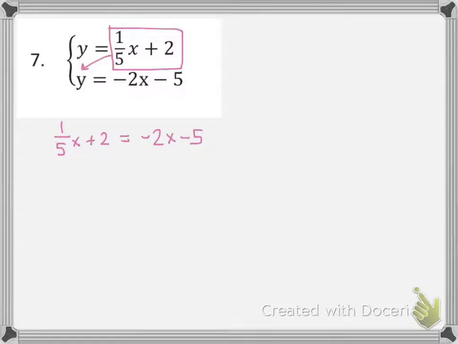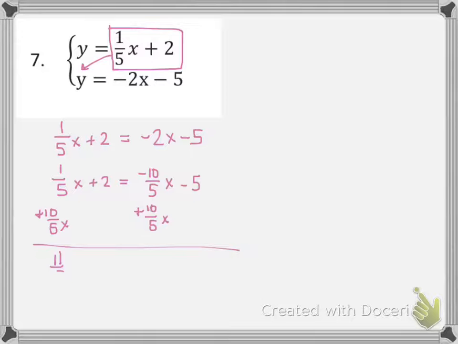All right, and I just need all my x's on the same side, so I'm going to change the 2x to fifths. So if I multiply by 5, I get -10/5. That's the same as -2 minus 5. Now I can add 10/5 x to both sides. And that gives us 11/5 x plus 2 equals -5.